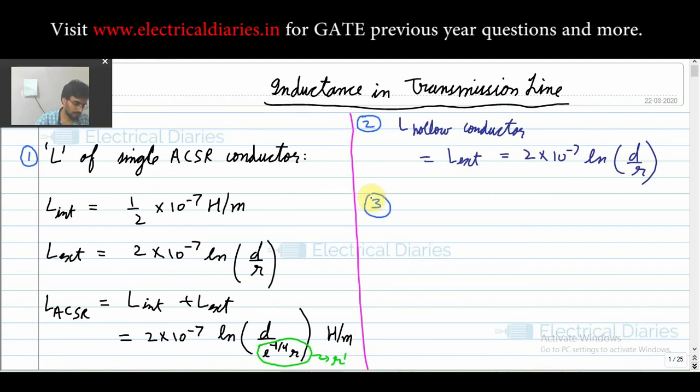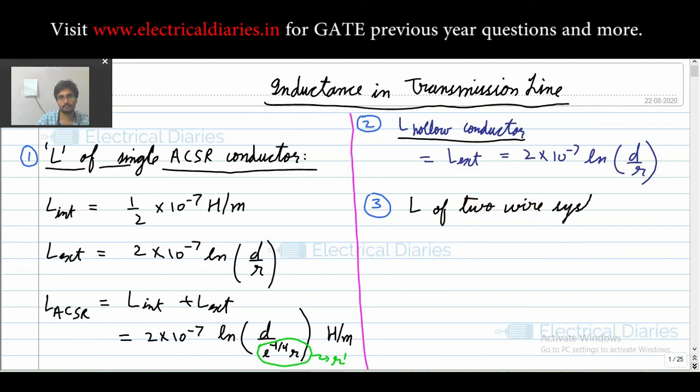Now the third one is L of two-wire system. Just remember these headings, they are very important, because you can easily mess up these formulas and there is no way out other than remembering these. So L of two-wire system.